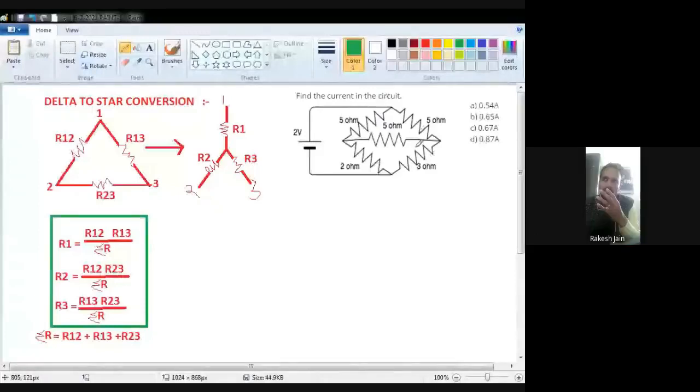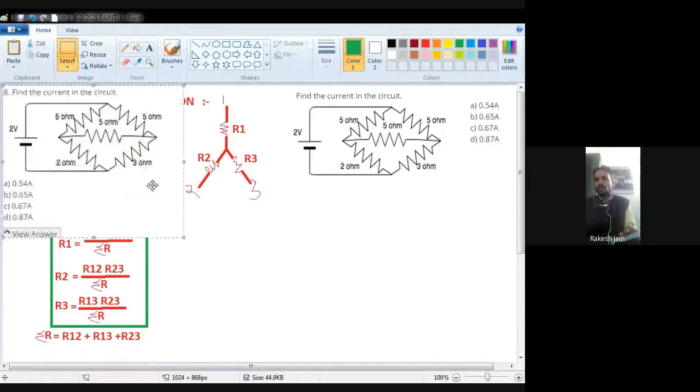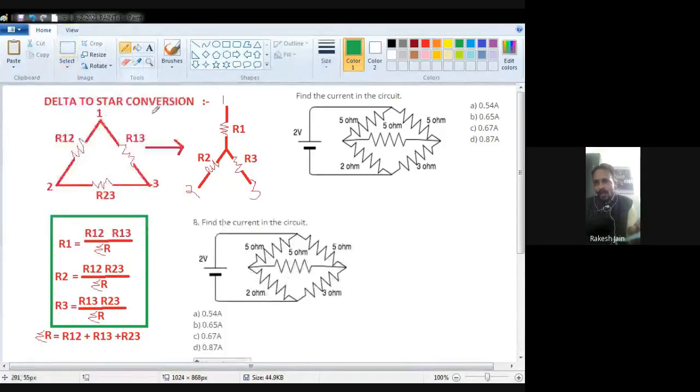Someone can also consider this right hand 5 ohm, the middle 5 ohm and this 3 ohm as connected as a star. Only the terminals are at the upper side, otherwise they are connected as a star. Someone can also solve this question by considering this left hand 5 ohm resistance, the middle 5 ohm resistance and this 2 ohm resistance connected with each other as a star. So 4 different mindsets can solve this question. But because right now I am delivering the lecture related to delta to star, we should focus only on the delta to star conversion.